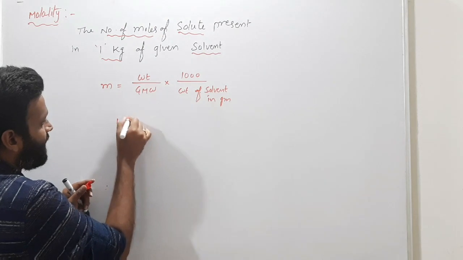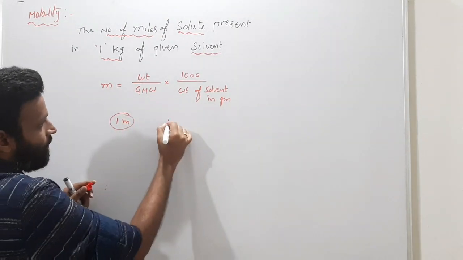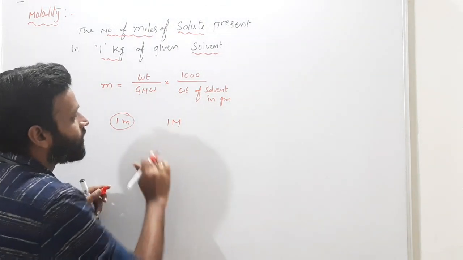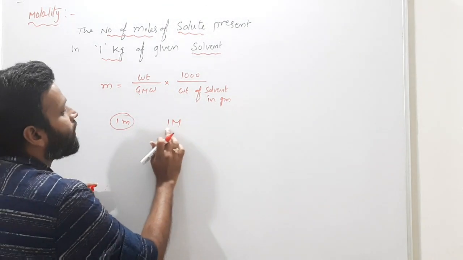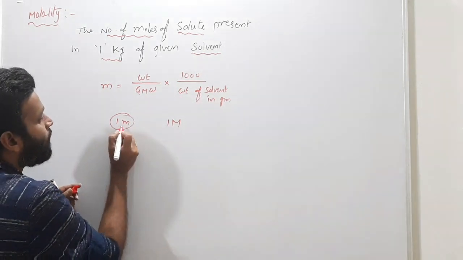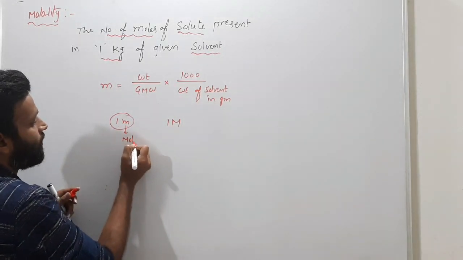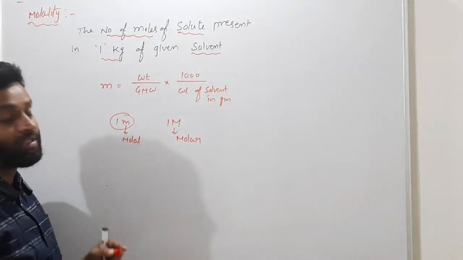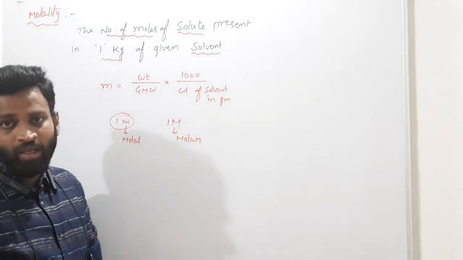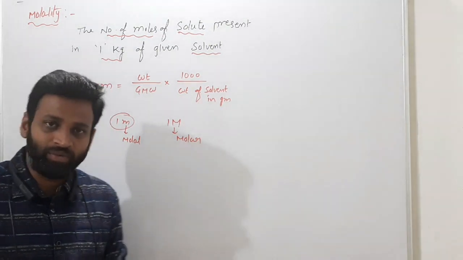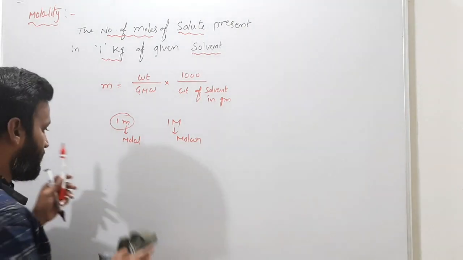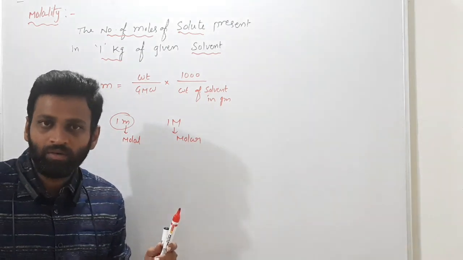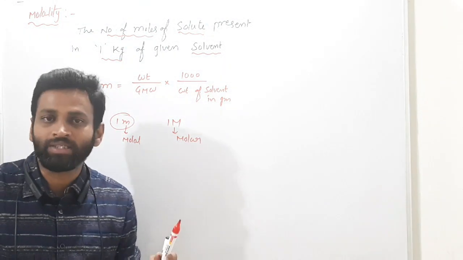Suppose 1 m is given, it means 1 molality. 1 capital M given means 1 molarity. What is capital M? Don't ask me again. 1 m means 1 molal solution, and 1 M means 1 molar solution. That is the difference, so don't get confused. So 1 m given, 0.5 given, those you know already: molar, semimolar, decimolar, centimolar.